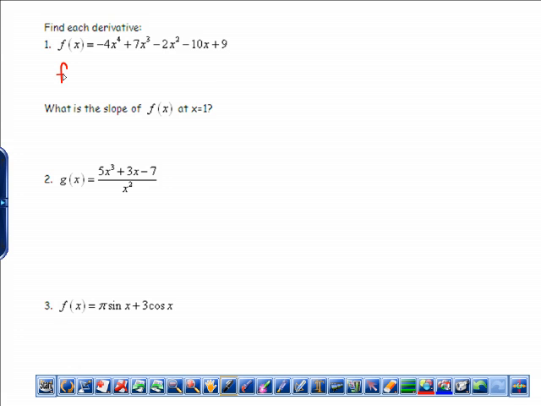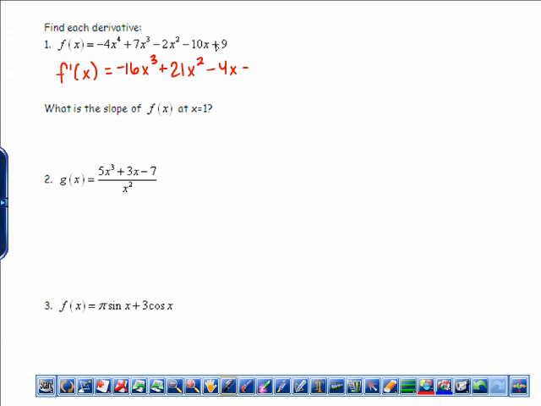So we're trying to find f prime of x. That's what the derivative is. So we multiply 4 times negative 4, that makes negative 16, and then we put the power 1 less. So now the power is cubed. Okay, now we get to the second term. 3 times positive 7 is positive 21, and then we make the power 1 less. Next term. 2 times negative 2, that's negative 4, and then we make the power 1 less. We just leave it as x.